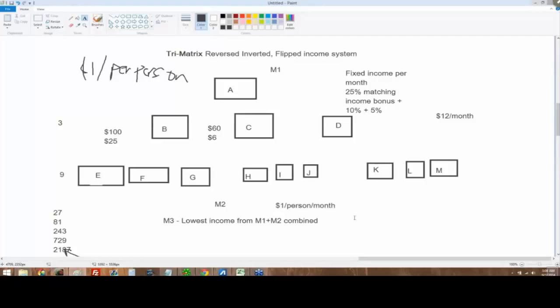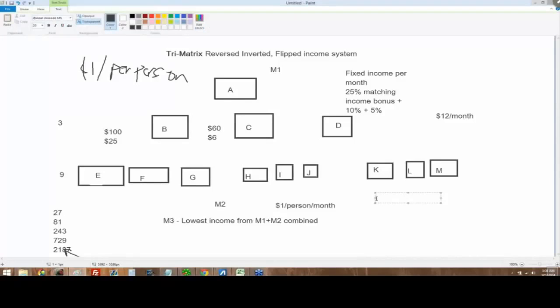We have 110,000 people in the entire company. Okay, and here's what it basically means. When we have 110,000 people in the entire company, the lowest income earner in the company makes $11 every month. Okay, so that is the idea behind this.